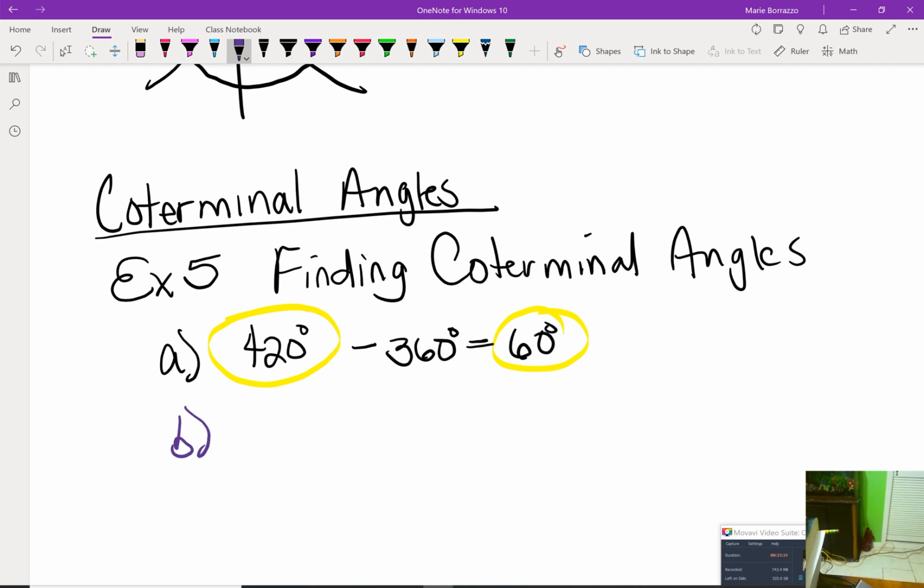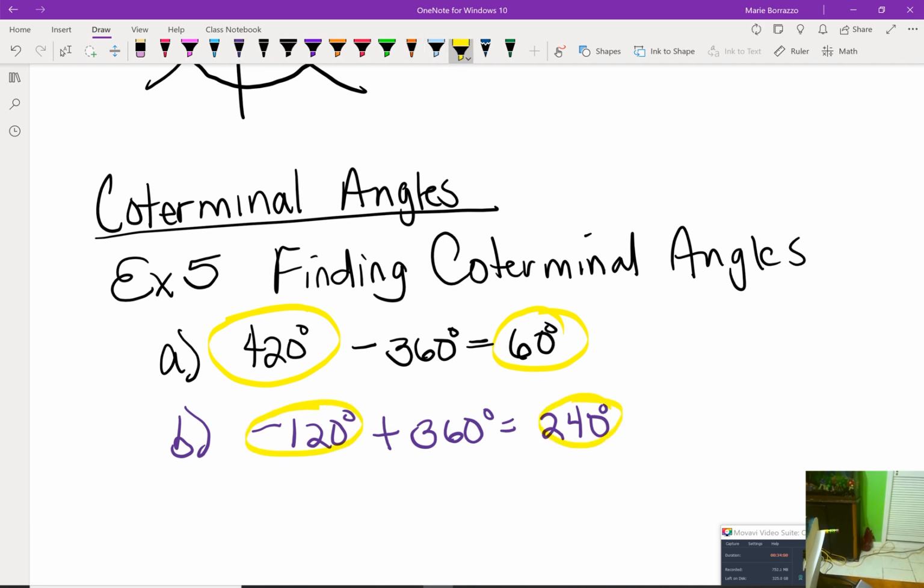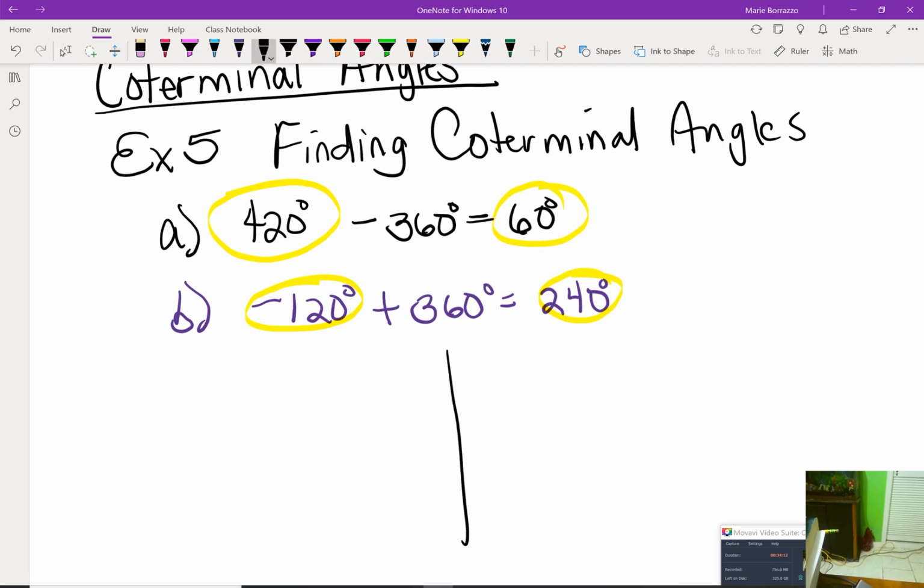In part B, they give us a negative 120 degree angle, and they ask us to do the same thing. And so since it's a negative, I'm going to add 360 degrees, and that puts me at 240 degrees. And therefore, in this case, 240 degrees is coterminal with a negative 120 degree angle. And if we were to draw it, basically what we're looking at with coterminal angles is the direction of the movement. So if I go clockwise versus counterclockwise, I'm going to end up in the same position.